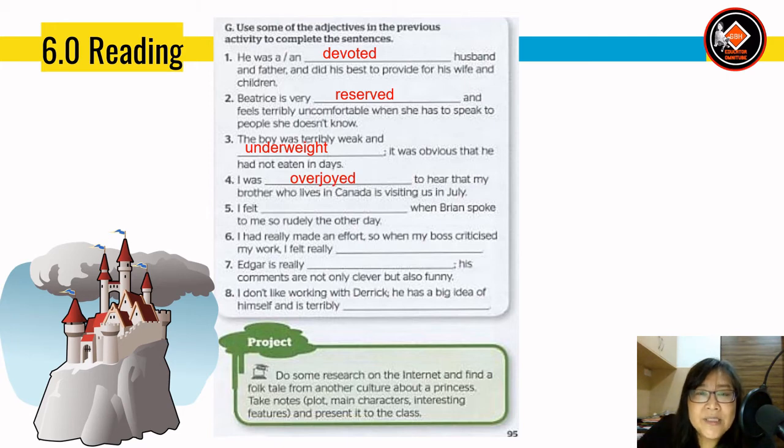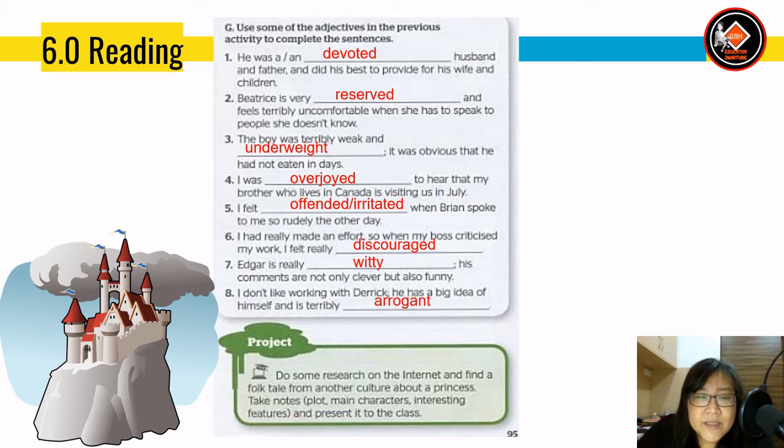I was overjoyed to hear that my brother who lives in Canada is visiting us in July. Answer is overjoyed. I felt offended when Brian spoke to me so rudely the other day. Answer is offended or irritated. I had really made an effort, so when my boss criticized my work, I felt really discouraged. Edgar is really witty, his comments are not only clever but also funny. Answer is witty. I don't like working with Derek. He has a big idea of himself and is terribly arrogant.